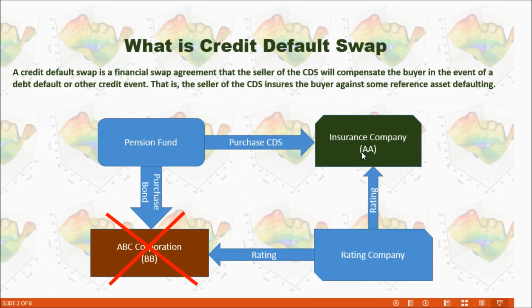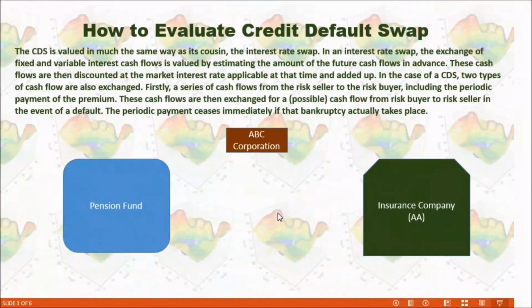And this AA rating for the insurance company and BB rating for ABC Corporation come from a rating company like Moody's or S&P. Then how do we evaluate a credit default swap?